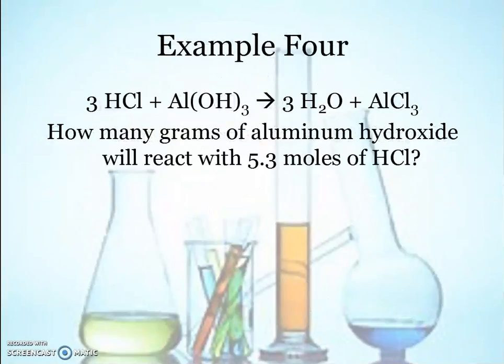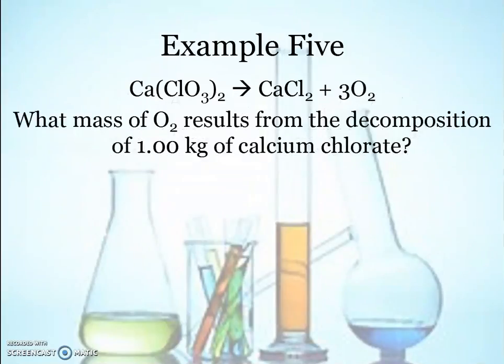We really are. Okay, example 4. This one you're starting with moles of hydrochloric acid and you're looking for grams of aluminum hydroxide. And on example 5, you're starting with 1.00 kilograms of calcium chlorate and going to mass or grams of oxygen gas. Okay, I'm going to leave those two with you. I think I've given you plenty of examples. I don't care if it's right. What I want to see is that you've actually attempted to do 4 and 5.